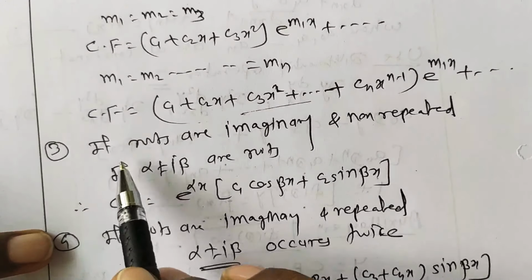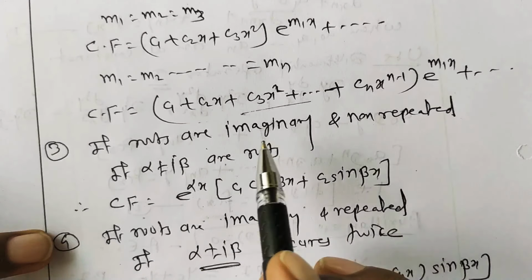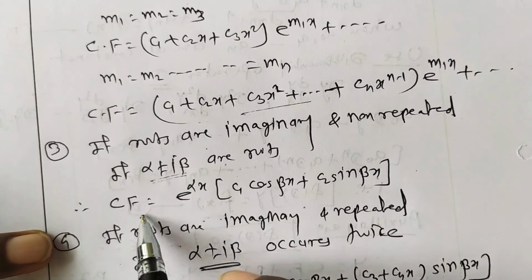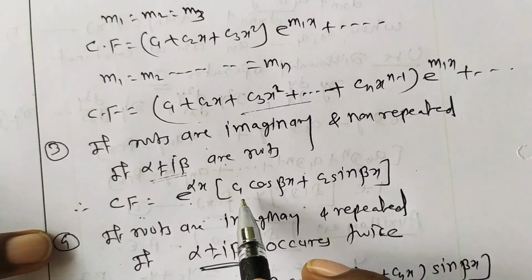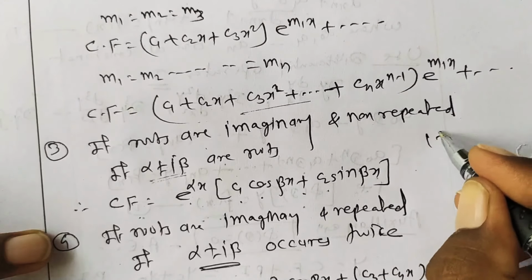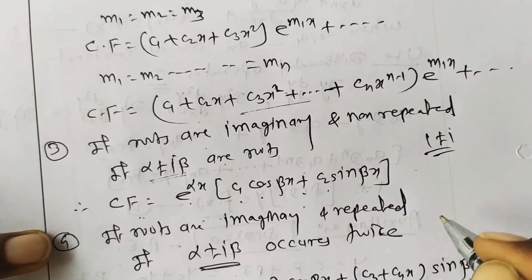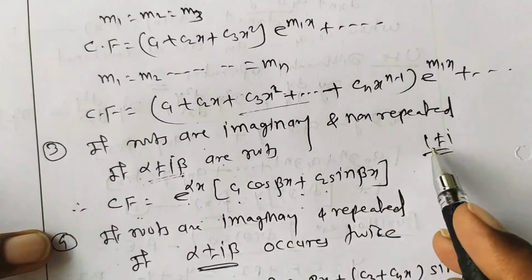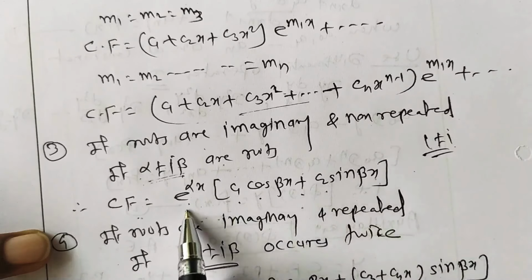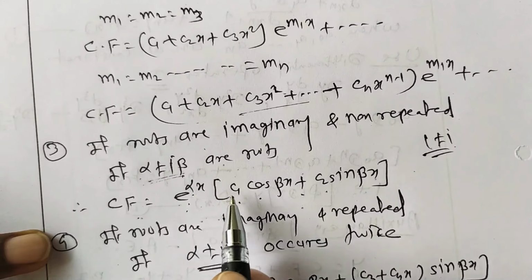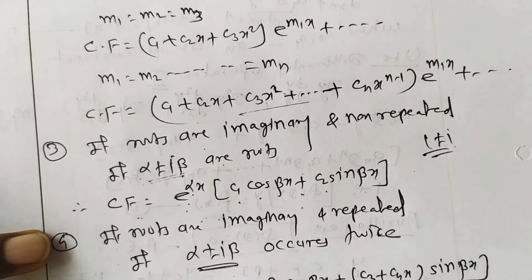If roots are imaginary and non-repeated, meaning alpha plus minus i beta are the roots, then CF is equal to e to the power alpha x into (c1 cos beta x plus c2 sin beta x). Here suppose 1 plus minus i are the roots. How do we write CF? Equate 1 plus minus i with alpha plus minus i beta, so we get alpha equal to 1, beta equal to 1. Putting these in, we get CF equal to e raised to x into (c1 cos x plus c2 sin x), this way.